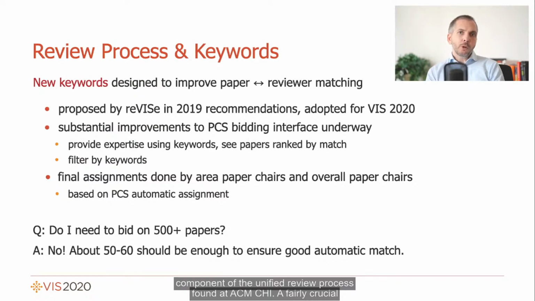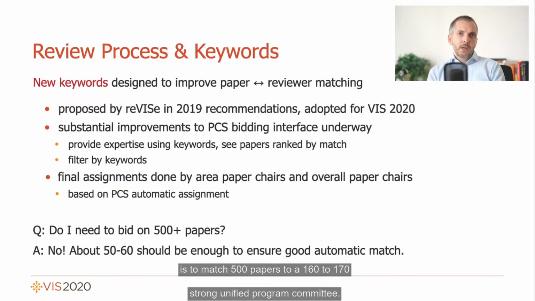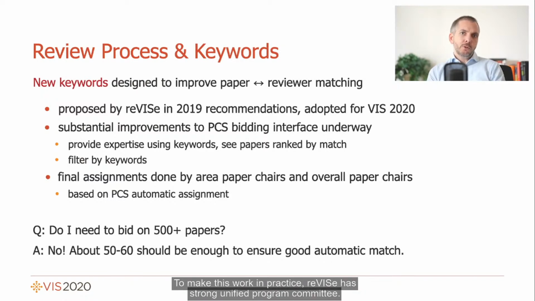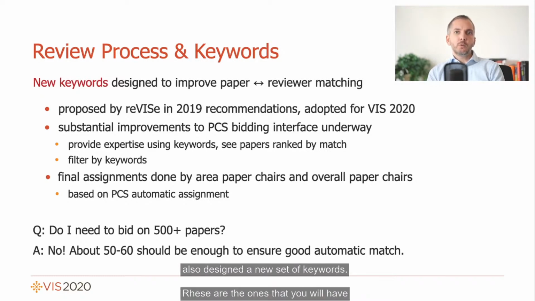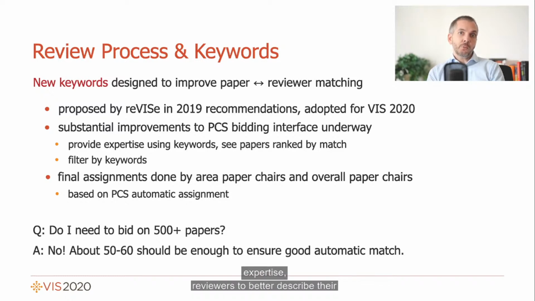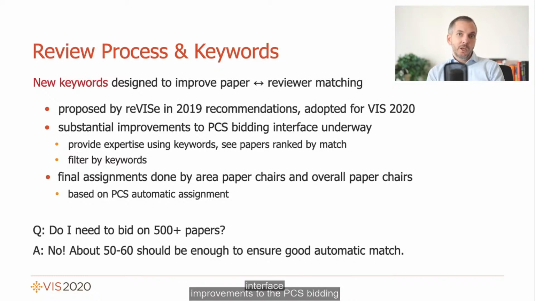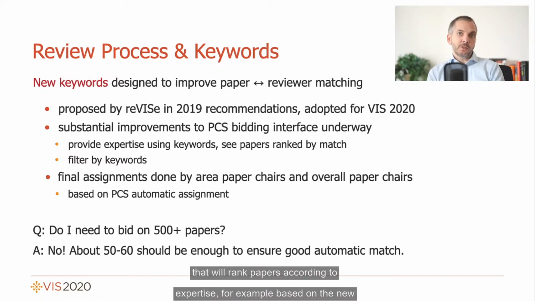A fairly crucial component of the unified review process is to match 50 papers to 160 to 170 strong unified program committee. To make this work in practice, reVISe has also designed a new set of keywords. These are the ones that you will have already seen if you submitted a paper for this year. The goal of these keywords is to allow reviewers to better describe their expertise and thus allow for a better automated matching to relevant submissions. This goes hand in hand with substantial improvements to the PCS bidding interface that will rank papers according to expertise, for example, based on the new keywords.